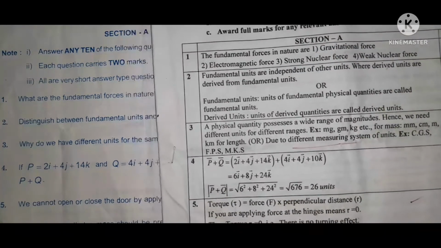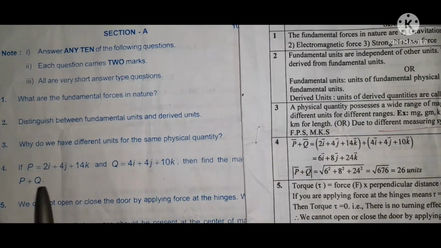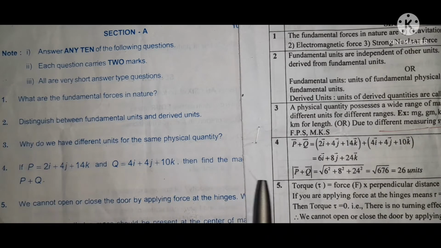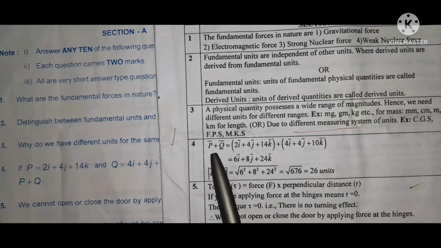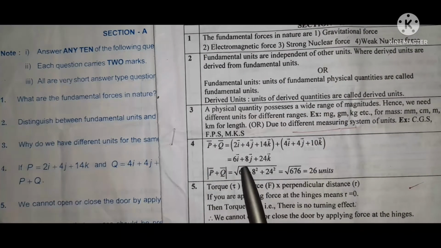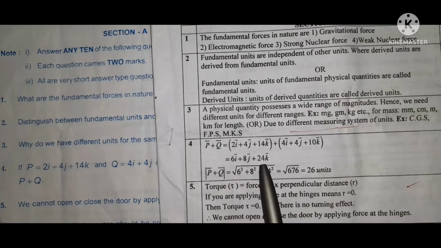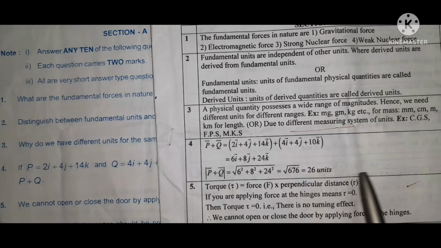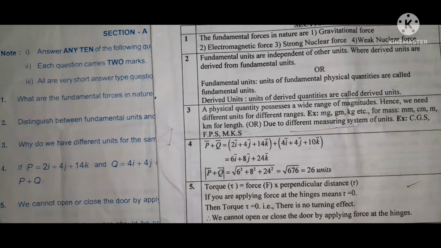Next question will be the problem related. Problem is given, if P bar is equal to 2i plus 4j plus 14k bar, Q bar is equal to 4i plus 4j plus 10k bar, then find the magnitude of P plus Q. So simple, the answer will be simply adding those 2 vectors, you will get this one. The magnitude means square root of 6 square plus 8 square plus 24 square. So you will get root 676, that is 26 units. You will get 1 mark for the substitution, 1 mark for the final answer.